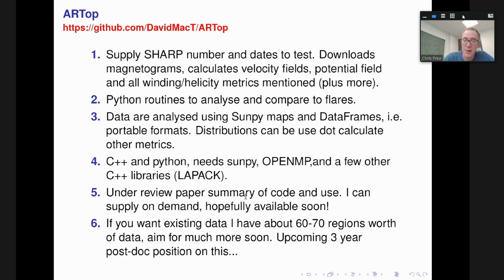And there's hopefully going to be a paper released soon explaining this, but I'm happy to send you a version of it if you want to get an idea of how it works. And just finally, I have about 60 or 70 regions worth of data if someone just wants to be given the data. And also there's an upcoming 3-year postdoc, which I'm about to advertise soon, on using these datasets to actually generate a proper flare prediction algorithm. So if anyone has interest in this, please look out. Thank you.